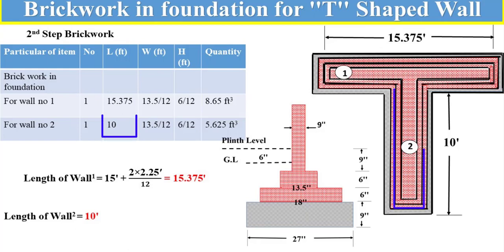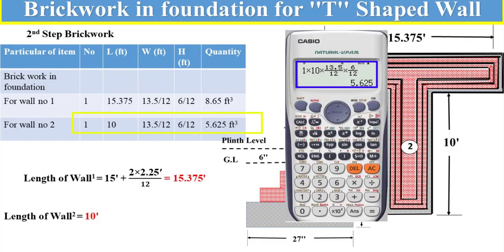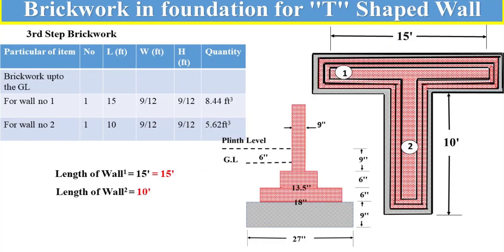Similarly for wall number 2, the length of brickwork in second footing is 10 feet. The width of the second footing is 13.5 inches and the thickness is 6 inches. For the total quantity of brickwork in second footing for wall number 2, multiply 1 multiply 10 multiply 13.5 divided by 12 multiply 6 divided by 12. So the total quantity of brickwork in second footing in wall number 2 is 5.625 cubic feet.